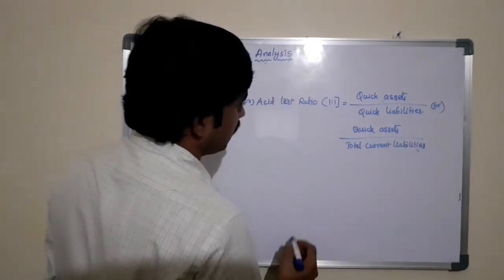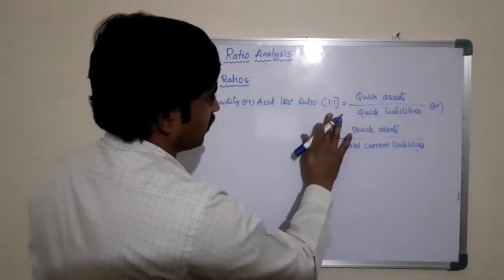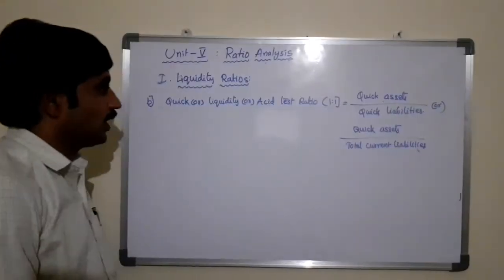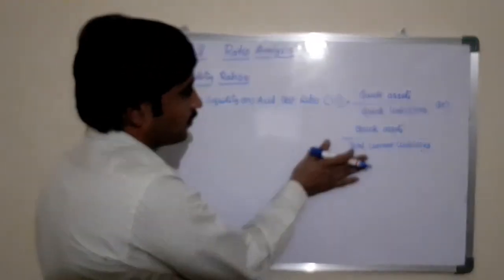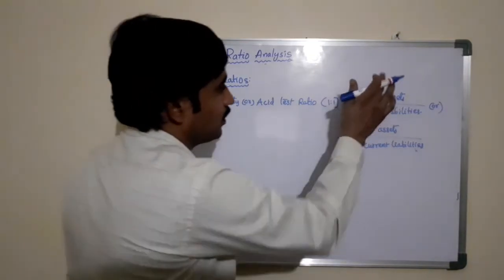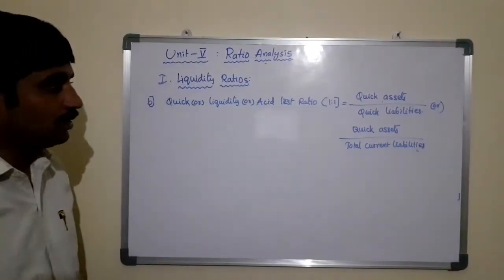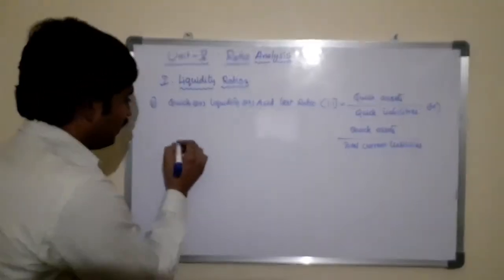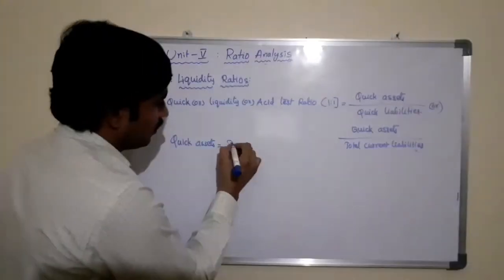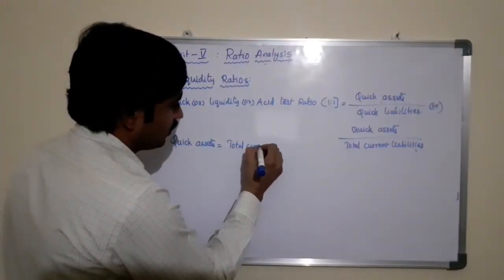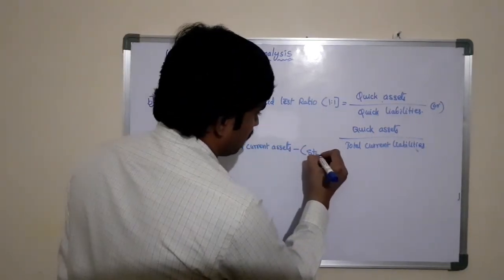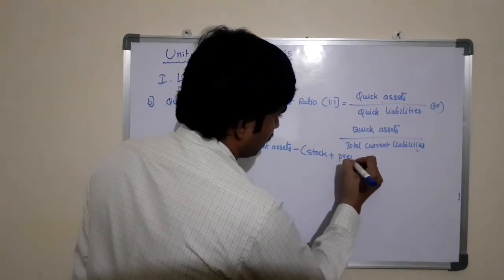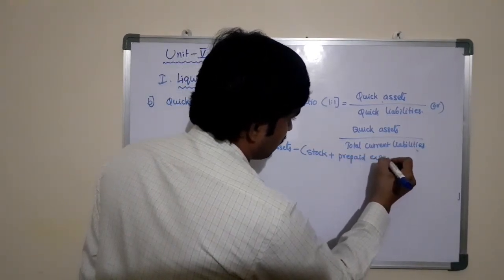Total current liabilities. So they are the two formulas. Any one of these two formulas may apply to calculate quick ratio. Some companies may apply this formula for calculation of quick ratio, or some companies may apply the other formula to calculate this ratio, that is quick ratio, where quick assets equal total current assets minus stock plus prepaid expenses.